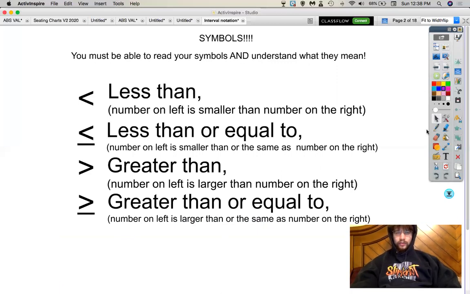Okay, so those are your symbols. Make sure you know them, make sure you can read them, make sure you know what they mean. If you can't, well, sucks for you. Figure it out.